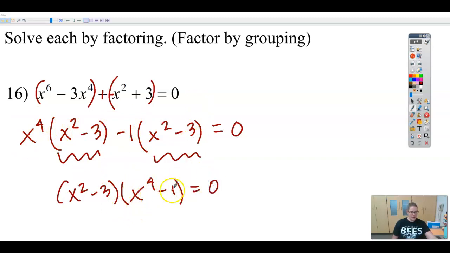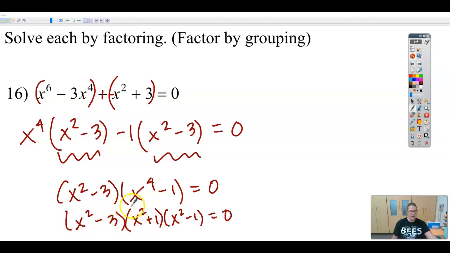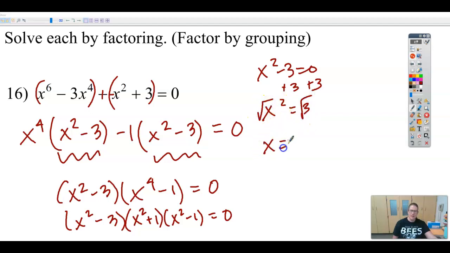Again, I've got an x to the 4th, but this is a difference of perfect squares, so I know this is going to be x squared plus 1 times x squared minus 1. If you wanted to use x factoring to convince yourself of that, you could do that. And now we take each of these factors and set them equal to 0. So on this one, x squared minus 3 equals 0. I would have to add 3 to both sides. So x squared equals 3. Take the square root. x equals plus or minus the square root of 3. There's 2 of our 6 solutions.